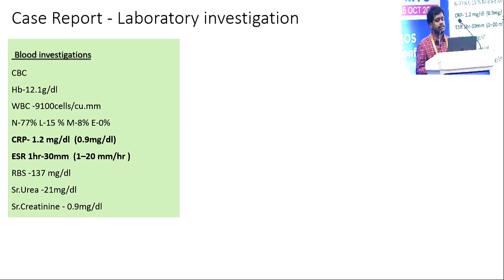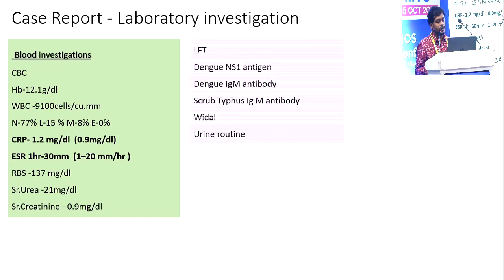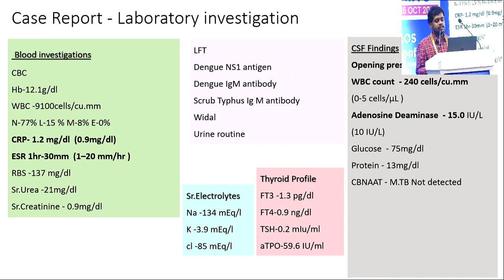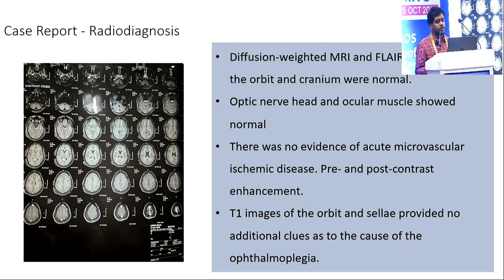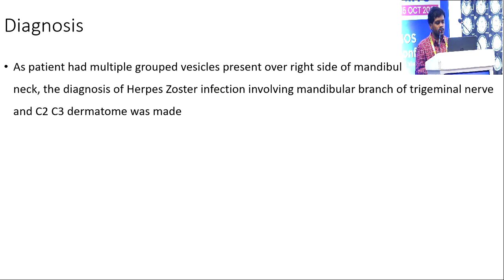Moving on to the workup. Inflammatory markers such as CRP and ESR were elevated. In the CSF findings, the opening pressure was 70 centimeters, which is elevated, and the WBC count was elevated. Adenosine deaminase was elevated. CBNAAT was done, and Mycobacterium tuberculosis was not detected. CT brain and MRI brain with contrast were done, and no significant abnormality was found.